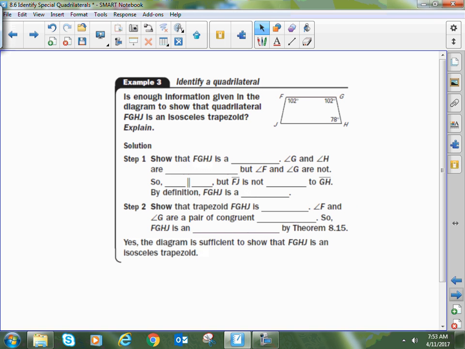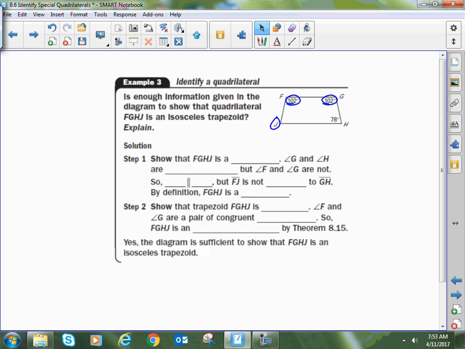So example 3 here, identify what type of quadrilateral this is. Is enough information given to justify that it is an isosceles trapezoid? Well, looking at the figure here, one of the characteristics of an isosceles trapezoid is that the base angles are congruent. So those two work out. So as long as angle J is supplementary to angle F, and it works out to be that that also is 78 degrees, then we would be in good shape.